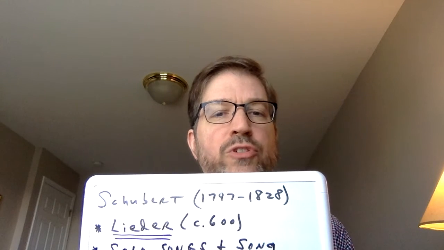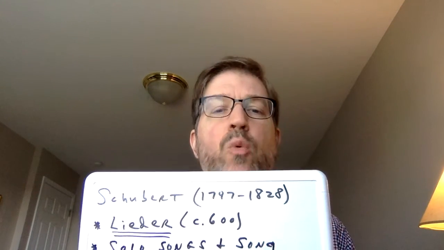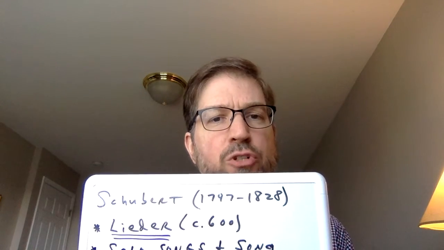So the German term for song is Lied, and the plural of that is Lieder. We don't have an exact number of Schubert songs, but it's approximately 600, and Schubert found the genre of the Lied to be extremely compatible with his way of writing. He was able to compose songs quickly. As a matter of fact, in the year 1815, he wrote over 100 songs in that year alone.